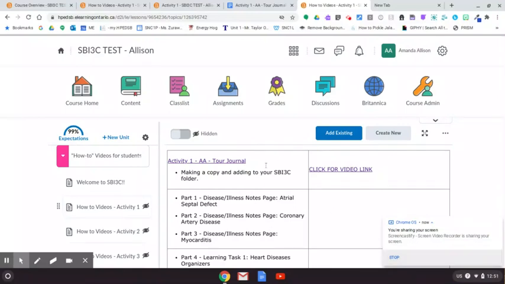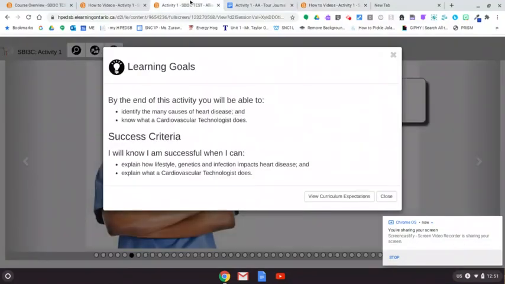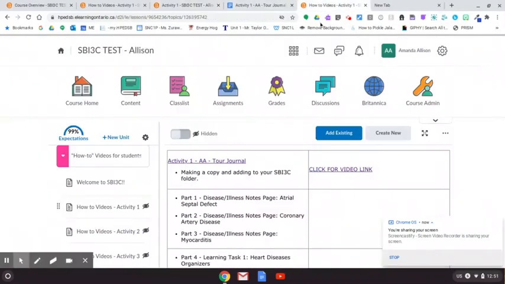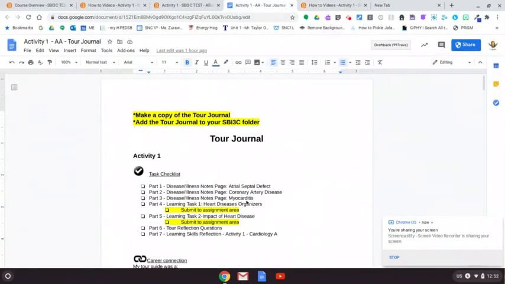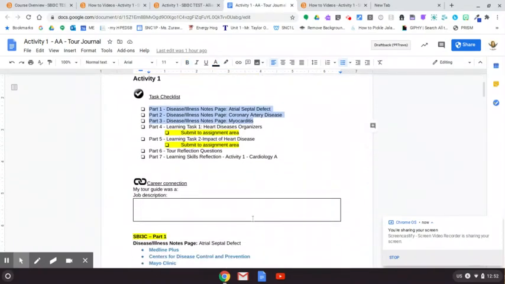So the next part of your first activity is looking at this part here. Part 1, part 2, and part 3, these are all done in a similar fashion, so I'm going to go over them just quickly. In your tour journal, this is what it's referring to: part 1, 2, 3, the disease illness note page.